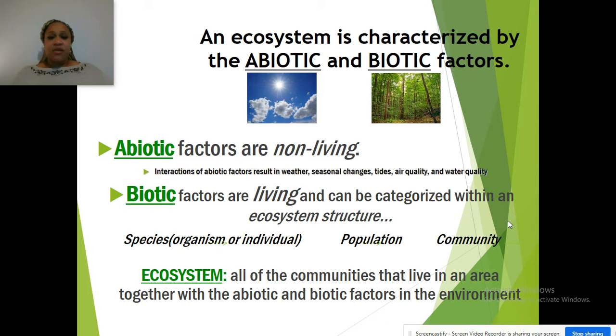An ecosystem is characterized by the abiotic and biotic factors. Okay, I want you to notice this is abiotic and biotic. Okay, abiotic factors are non-living. So anything that is not alive, does not have life, never had life, it is considered abiotic. Okay, biotic factors are living. Biotic factors are living. So we're going to look at ecosystems. Once again, all of the communities, that's all of those different communities, and we're going to go over that live in an area together with the abiotic and the biotic factors.